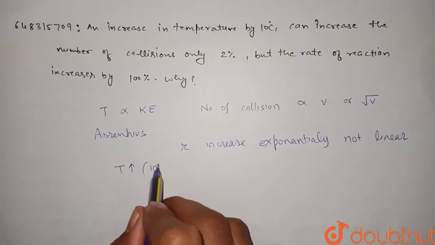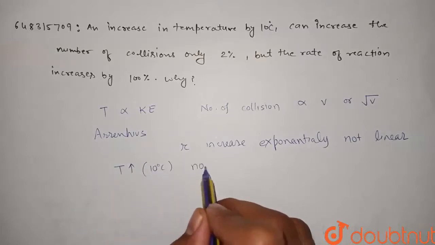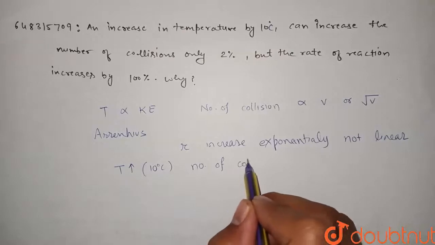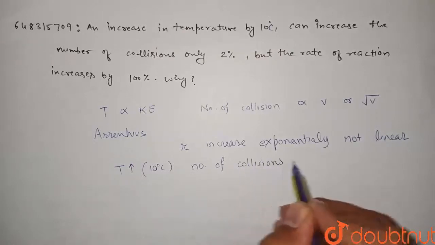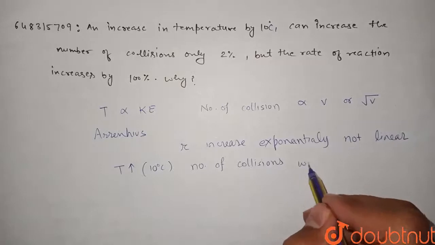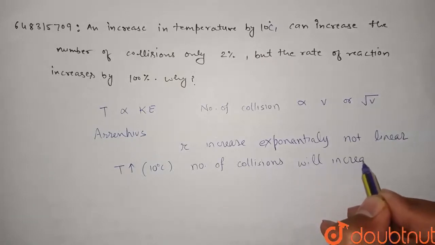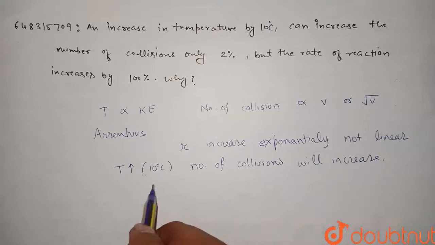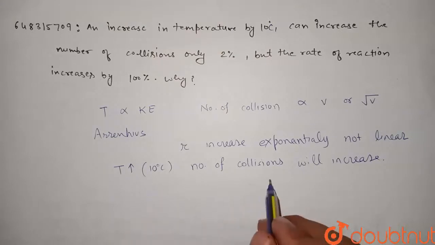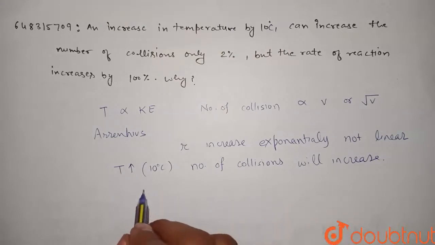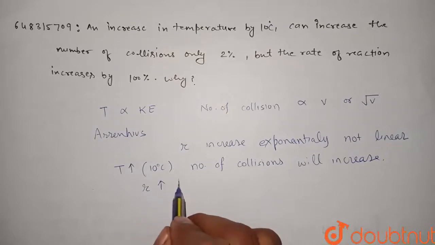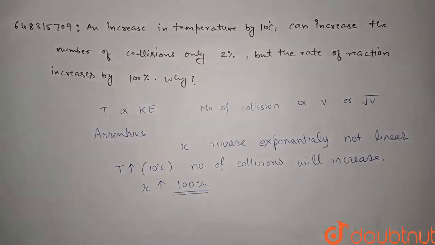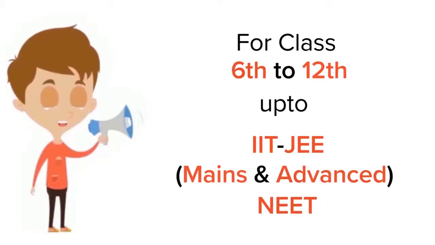So if we change the temperature, if the temperature increases by 10 degrees Celsius, then the number of collisions will increase, and the number of molecules which are exceeding the activation energy will increase exactly double times, and the rate will increase 100%.